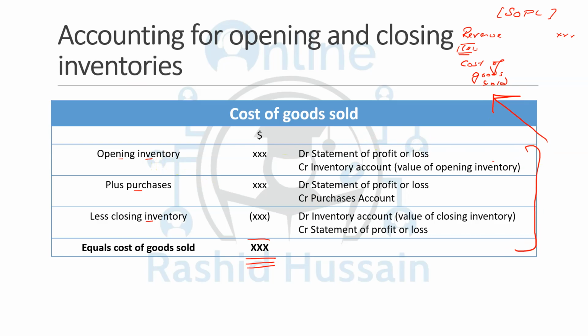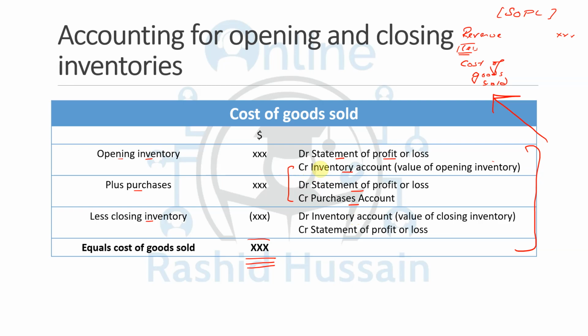You see, the opening inventory is inventory at the start of the year, and that will be used in the production process. So what we do is we debit the statement of profit or loss and we credit the inventory account. Then we have the purchases. When we have the purchases account, we take it to the statement of profit or loss and then we have the purchases account credited. Because the opening inventory and the purchases are basically consumed in the production. So that is why you see them as a credit entry.